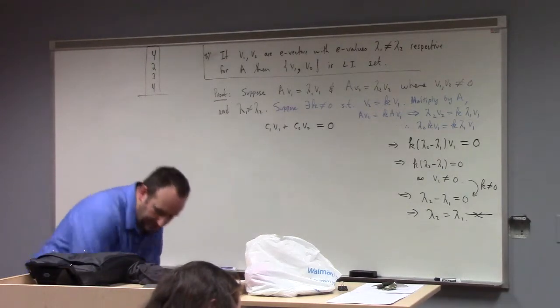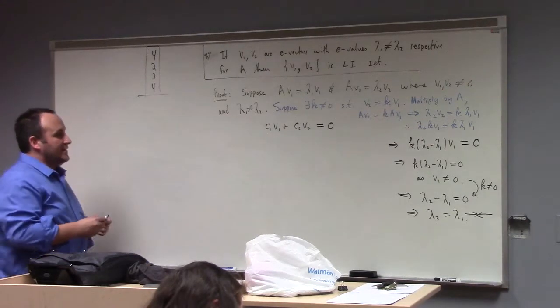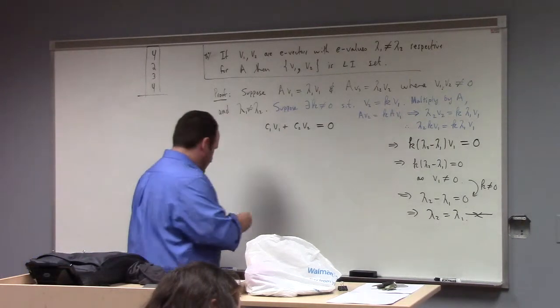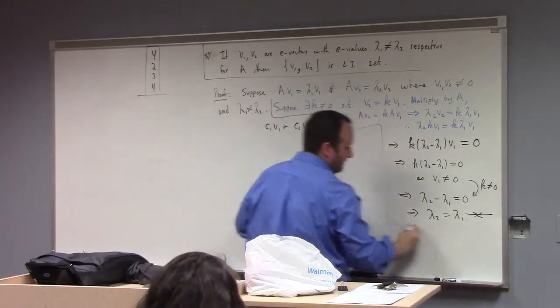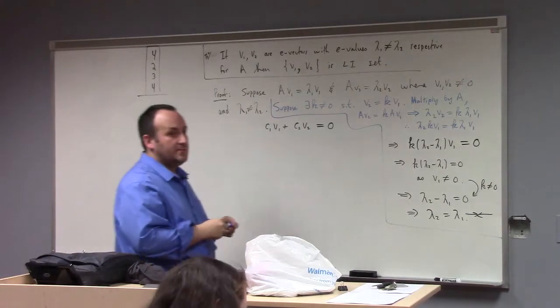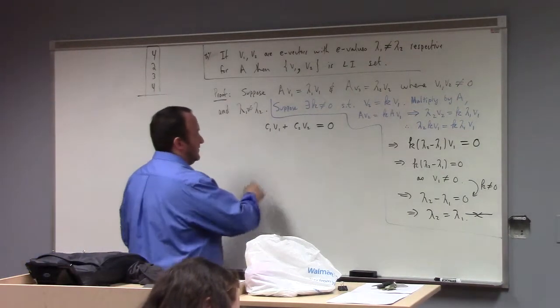Now, if you're like me, this proof does not give you joy because, well, I just don't like contradiction proofs if I can avoid them. All right? So that's the contradiction proof. Here's the direct proof. So just ignore what's in the blue.